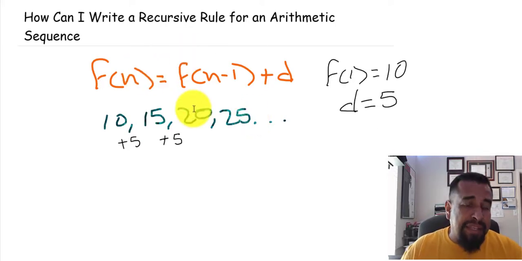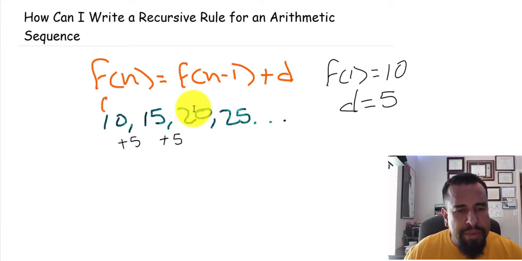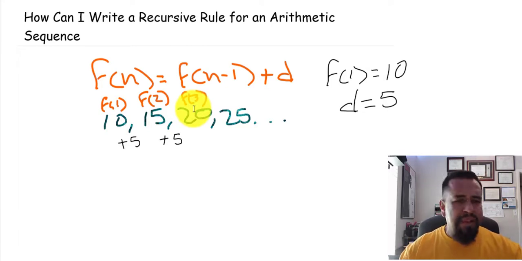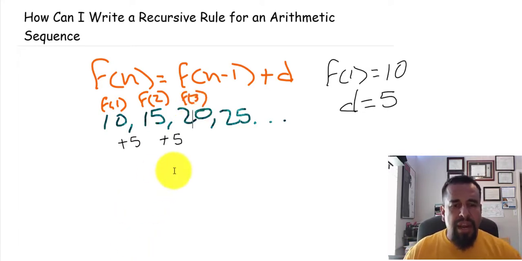So in essence, in reality, this is all this is. This first term would be f of 1. The second term would be f of 2. This one would be f of 3, and so forth. That's all that is.